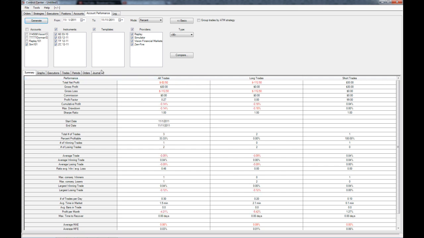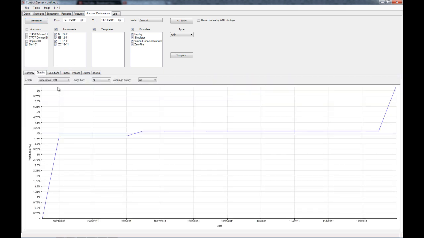So I generated this report just from November 1st of 2011 to November 11th of 2011, a short time. I should actually do longer to give you a better idea. Let's go from June 1st. So here we have my market performance, or my account performance. And if I go to graphs here, this is where I can get my trade performance.